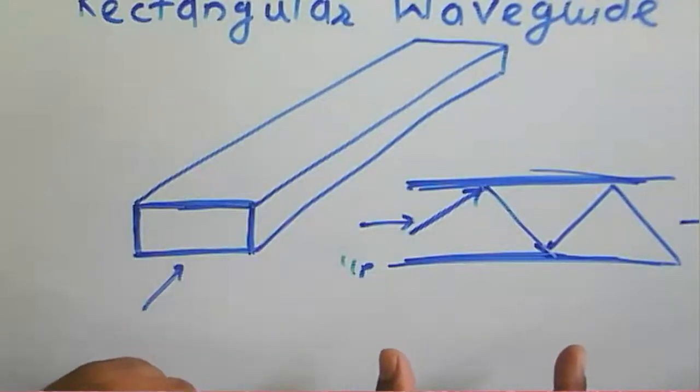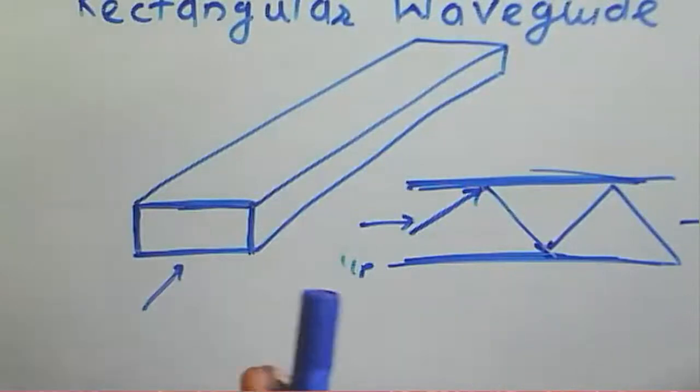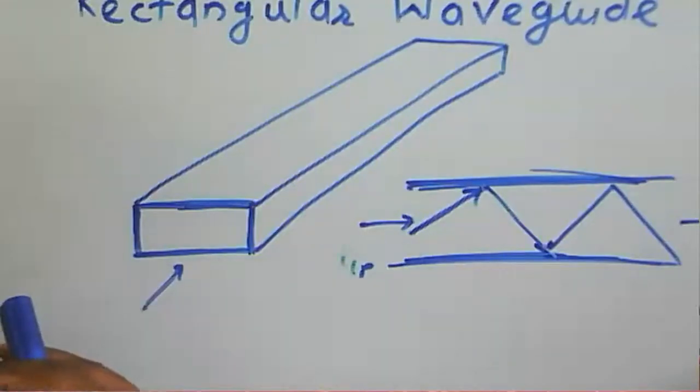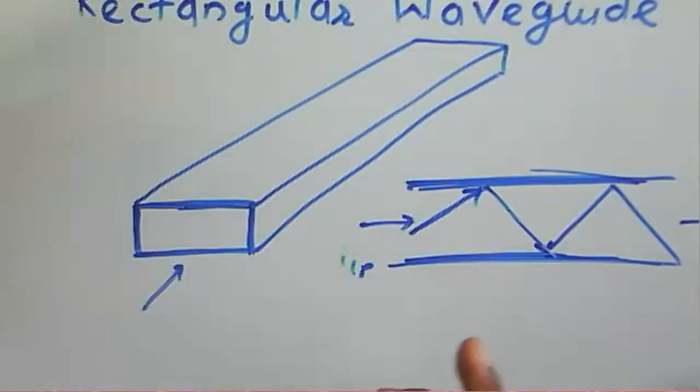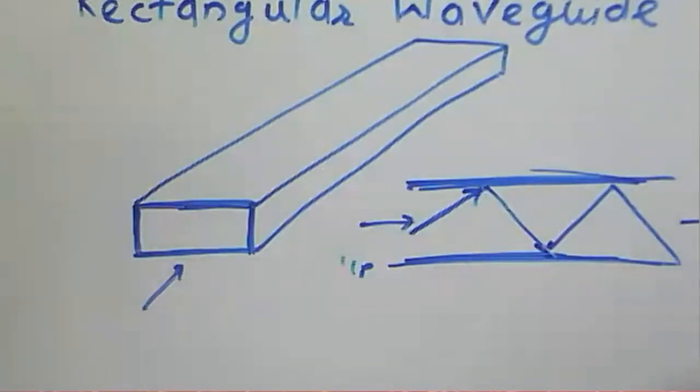Now, due to the phenomenon of reflection, a wave propagating through the waveguide has various modes. That means various modes exist in the waveguide. So what are those various modes? Various modes are nothing but what?